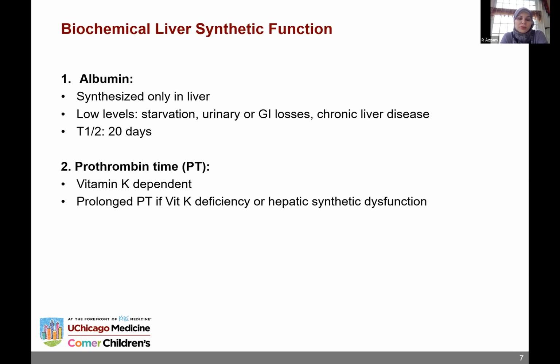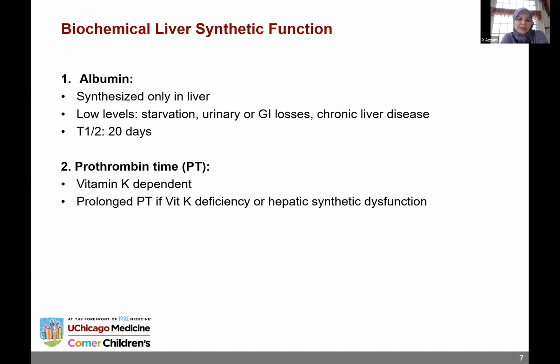So the right thing to do is to give a dose, and we usually give IV vitamin K, and I'm saying IV underscoring the importance of giving it very slowly so that the patient doesn't go into cardiorespiratory arrest. We usually put it in normal saline and infuse it over at least 30 minutes. And then at least 6 hours later, you can repeat the INR, and if it's normal, then you will know it's not synthetic dysfunction of the liver.